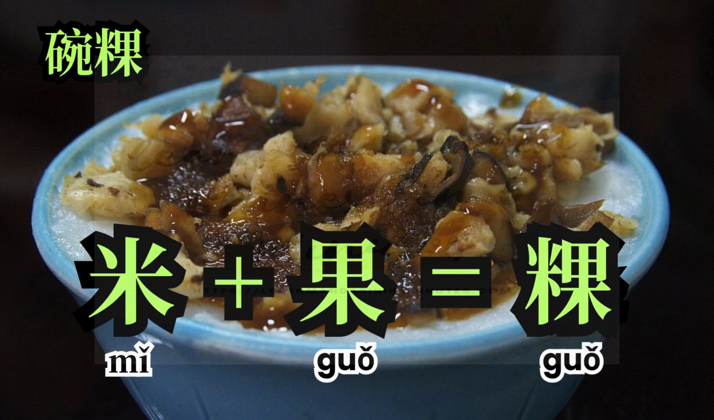The rice pudding shown in the photo is called wan guo in Chinese. It is a traditional snack made from rice flour, steamed in a bowl, and often topped with savory ingredients like daikon radish, mushrooms, minced pork, or soy sauce.